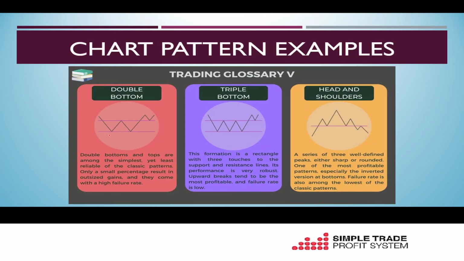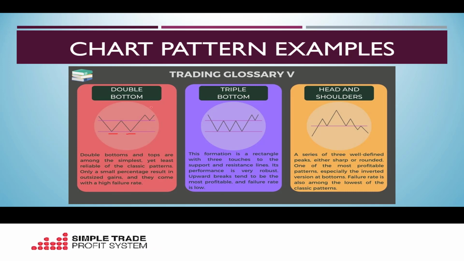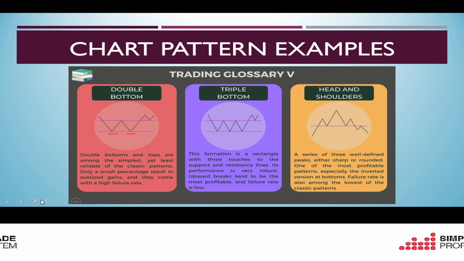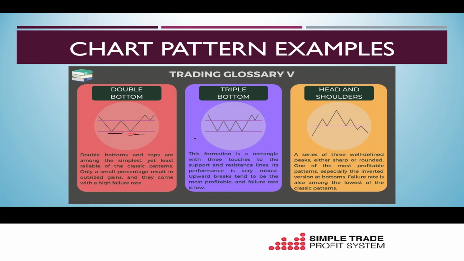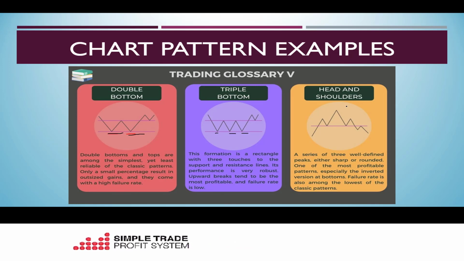Here's the next one. Double bottom is where price comes down and hits the same spot. That could be support. It comes down, hits the same spot twice, and then bounces up. Triple bottom, pretty self-explanatory, comes down, hits the bottom 3 times before rebounding.